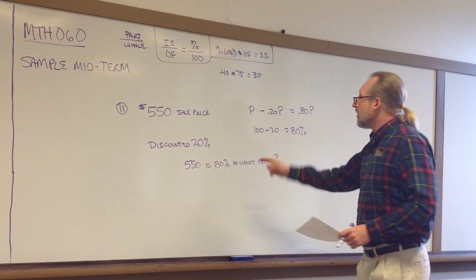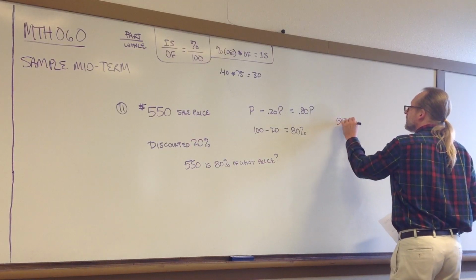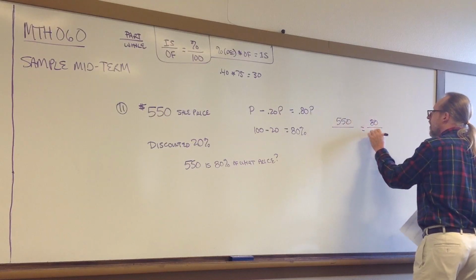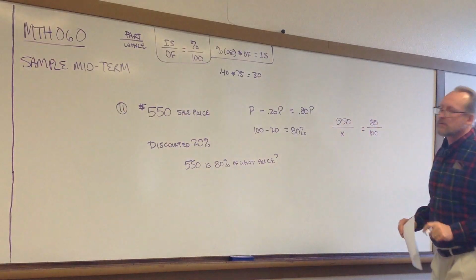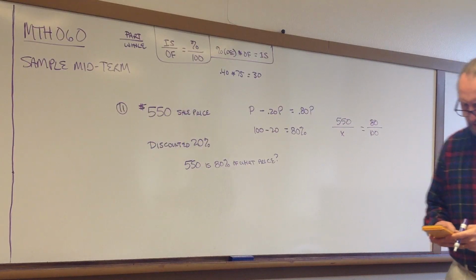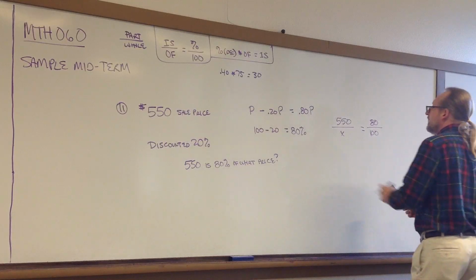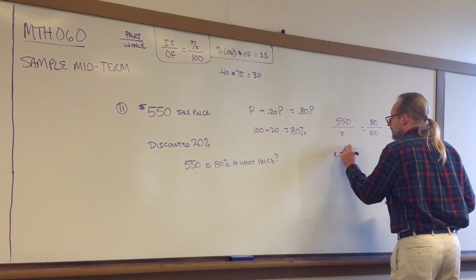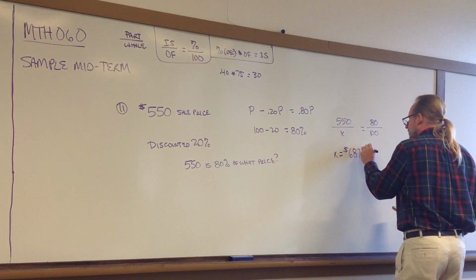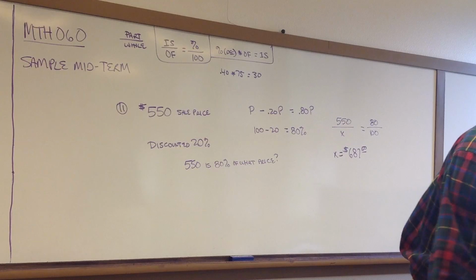Okay? So we can go ahead and set this up. Let's see. 550 is 80% of what number? And so we'll take that 550 times 100 and divide it by 80, and X should be $687.50. All right.